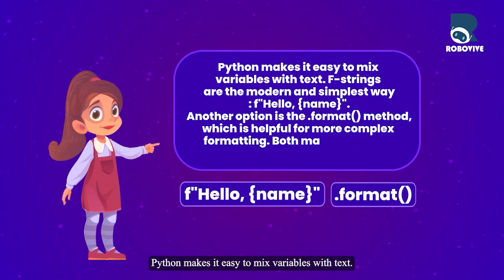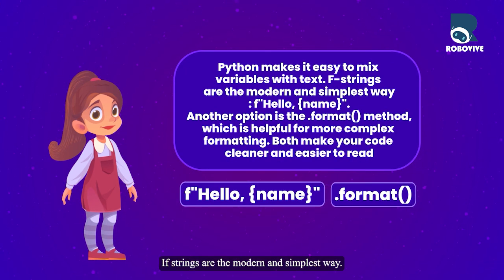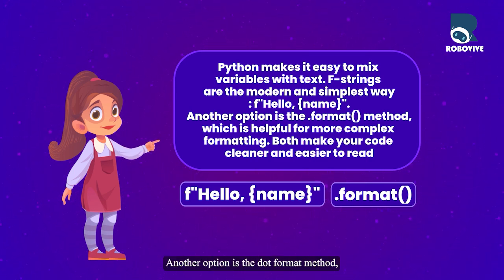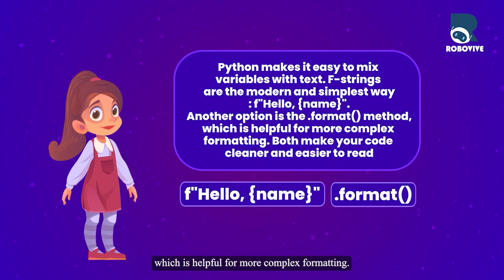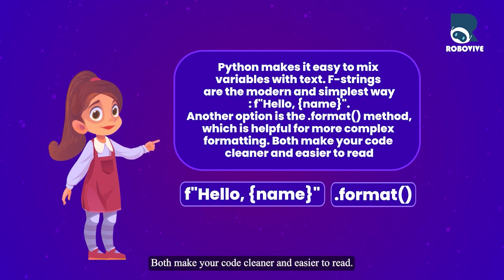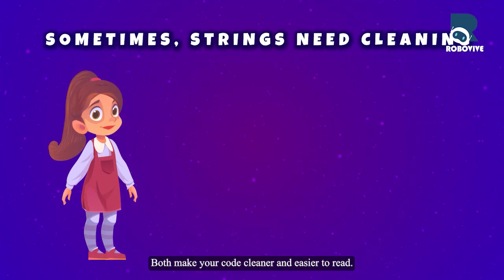Python makes it easy to mix variables with text. F-strings are the modern and simplest way: f"Hello, {name}". Another option is the .format method, which is helpful for more complex formatting. Both make your code cleaner and easier to read.